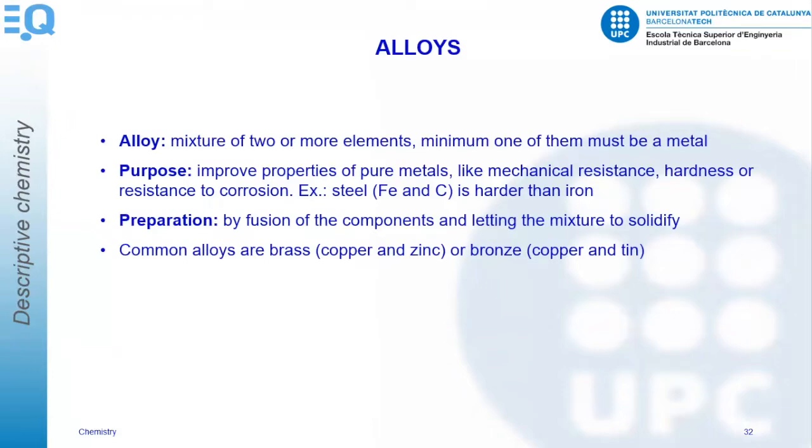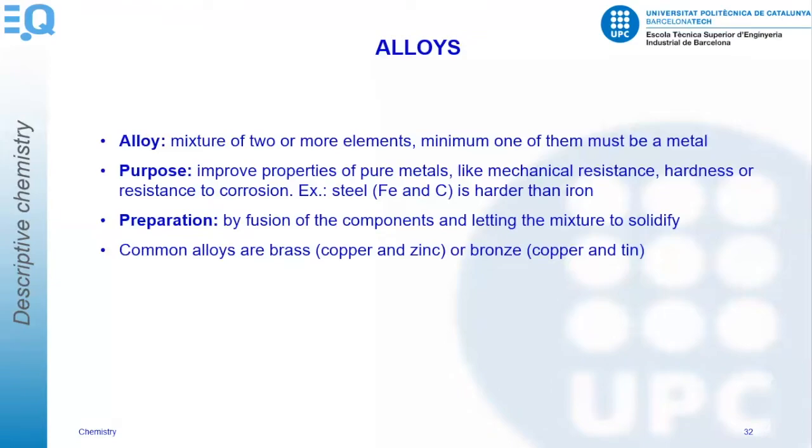Now, an alloy is a mixture of two or more elements, but at minimum one of them has to be a metal. The purpose is an improvement of properties of pure metals, like mechanical resistance, hardness, or resistance to corrosion. For example, steel is harder than iron. A preparation would be by fusion of the components and mixture.